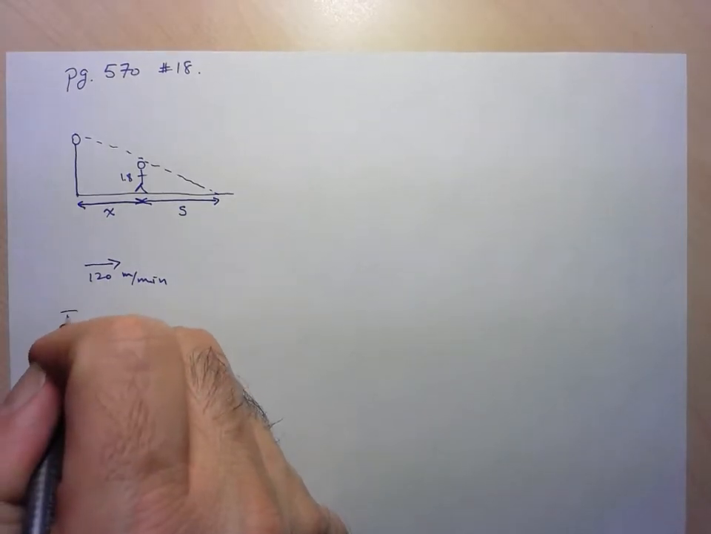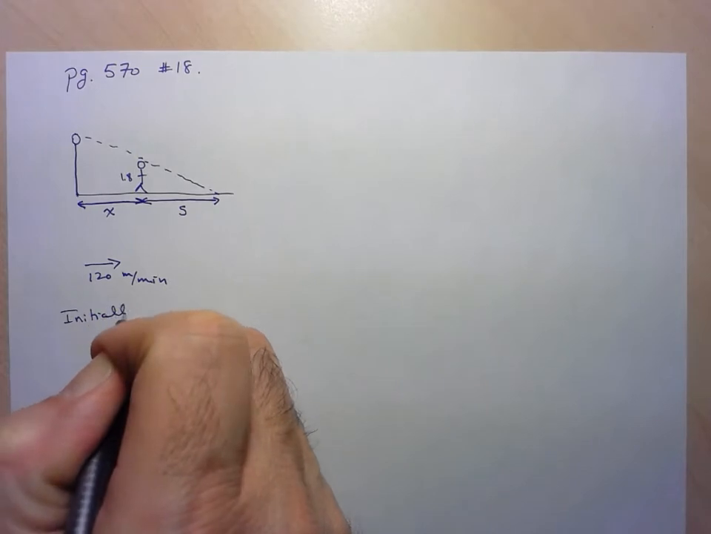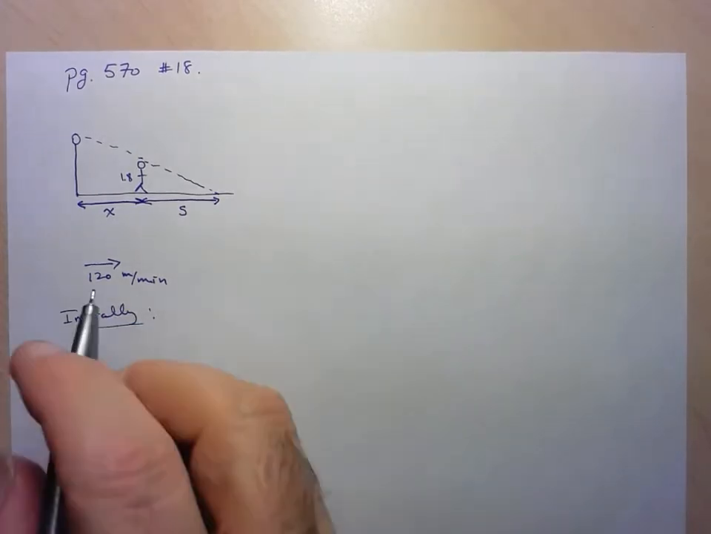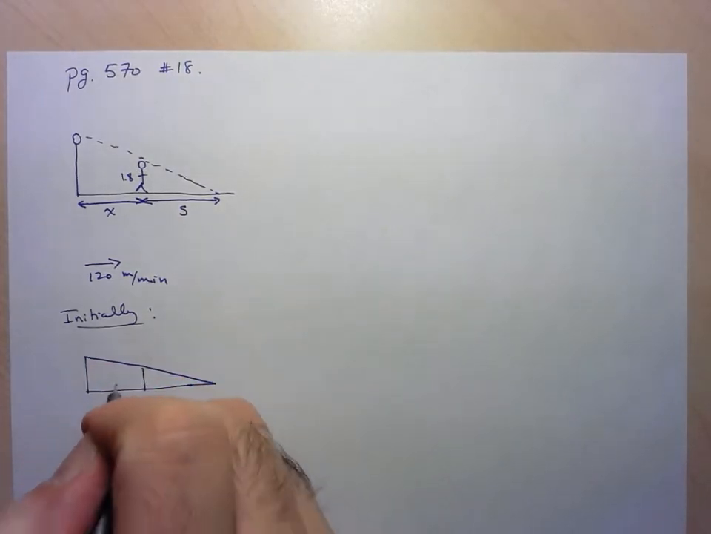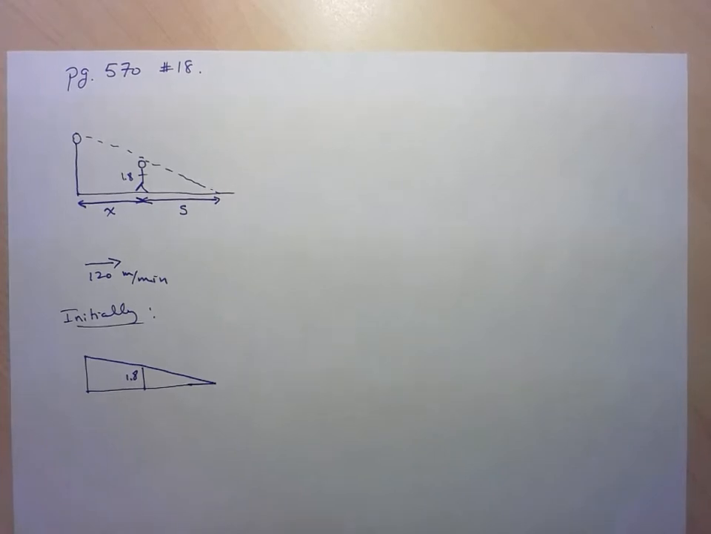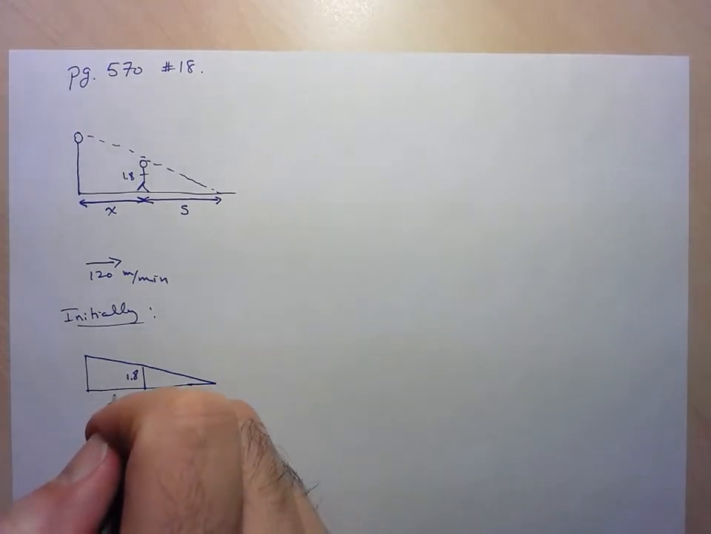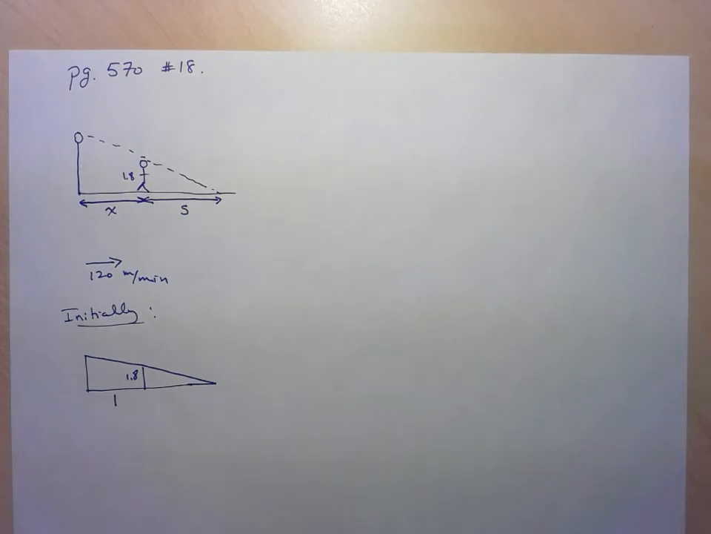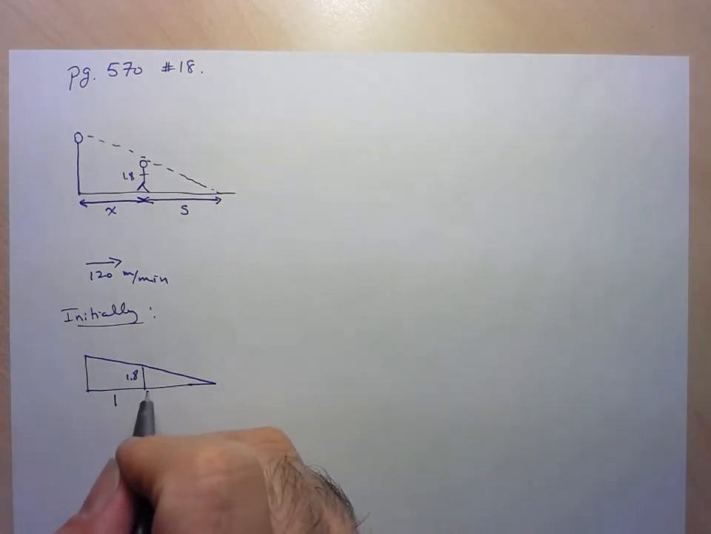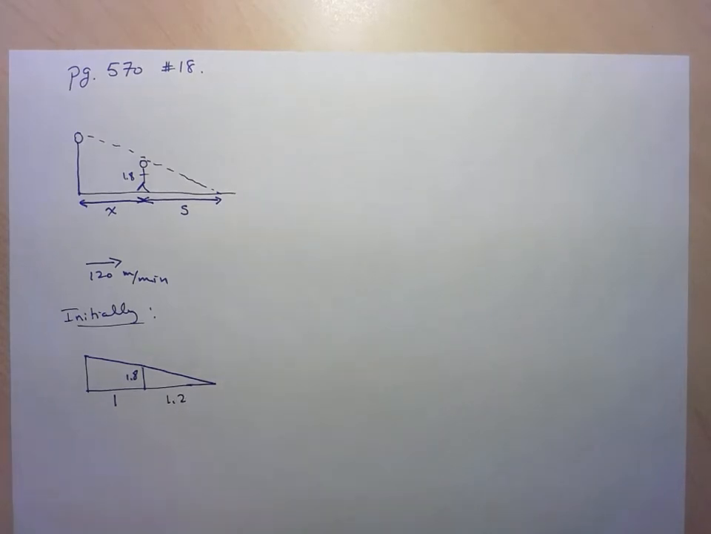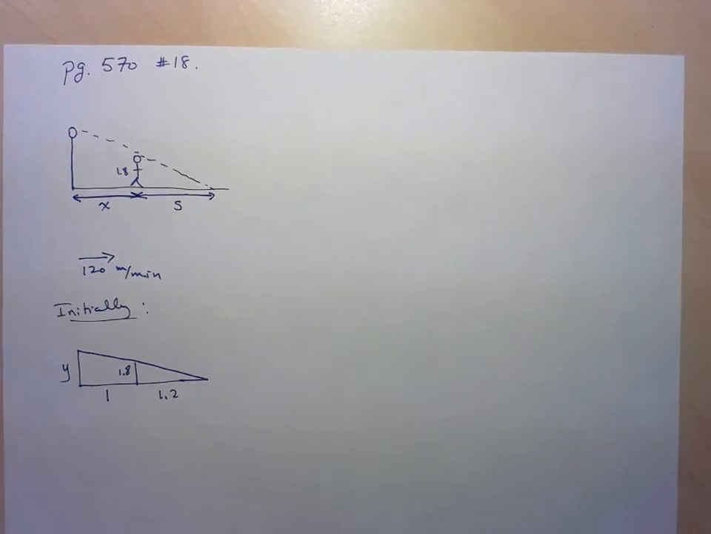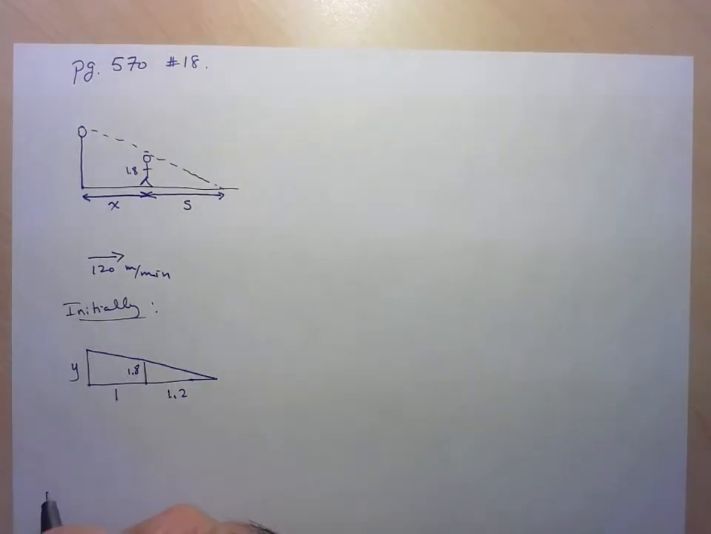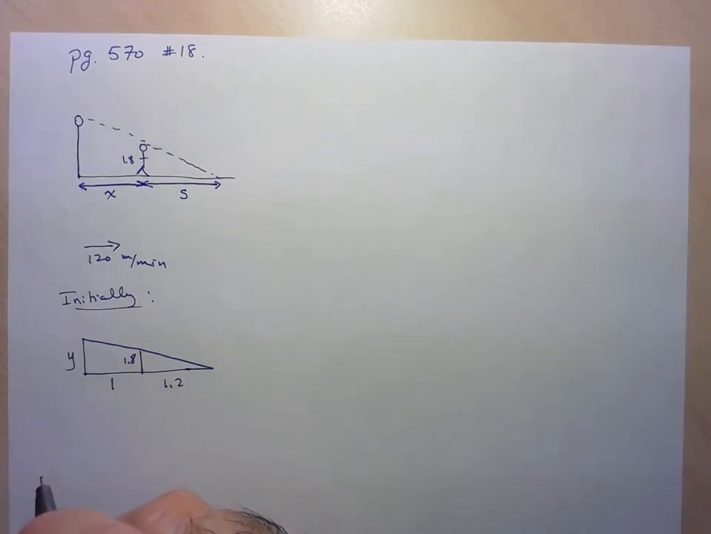At the beginning, we have some specific values. If I redraw the scenario at the start, the man is still 1.8 meters tall, but he starts 1 meter from the wall, and at that moment in time the shadow has a length of 1.2 meters. So I can determine the height of the lamppost using this information. That's what makes this problem a little trickier than the original one we solved: we need to find some information first. So let's solve for that here.